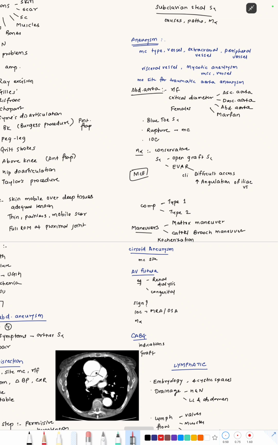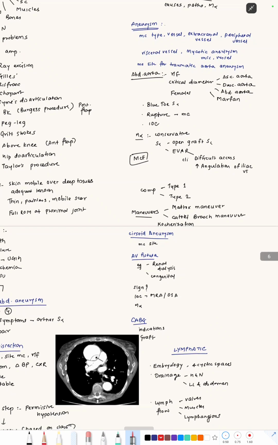Mycotic aneurysm is most commonly seen because of Staph aureus, and the vessel involved is the aorta. The most common site for traumatic aortic aneurysm is the descending thoracic aorta.